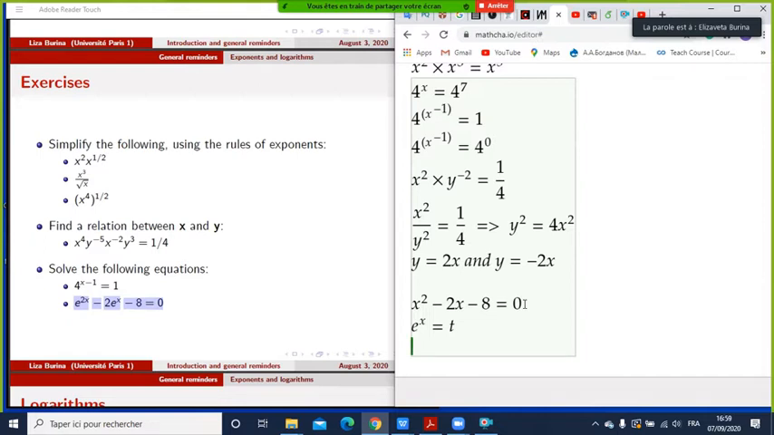So e to the power of 2x is what? Is e to the power of x squared. So that would be t squared. Then I'm gonna write minus 2t, because that's how I replace e to the power of x. I said I'm gonna use t, and you're gonna see why very soon. Minus 8 equals to 0. Okay, so I just pretty much rewrote this thing with t. So let's delete that for it not to distract us.